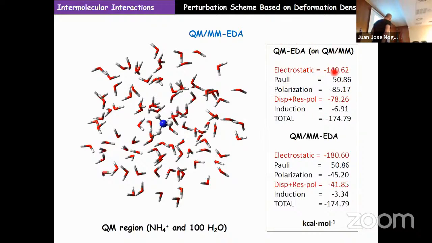So doing it this way, I am transferring electrostatic energy to the dispersion term. Doing it the correct way, this doesn't happen. So it is underestimating the electrostatic energy. Of course, it's underestimating the electrostatic energy because I'm not including in my EDA partition the charges and dipoles of the MM atoms.